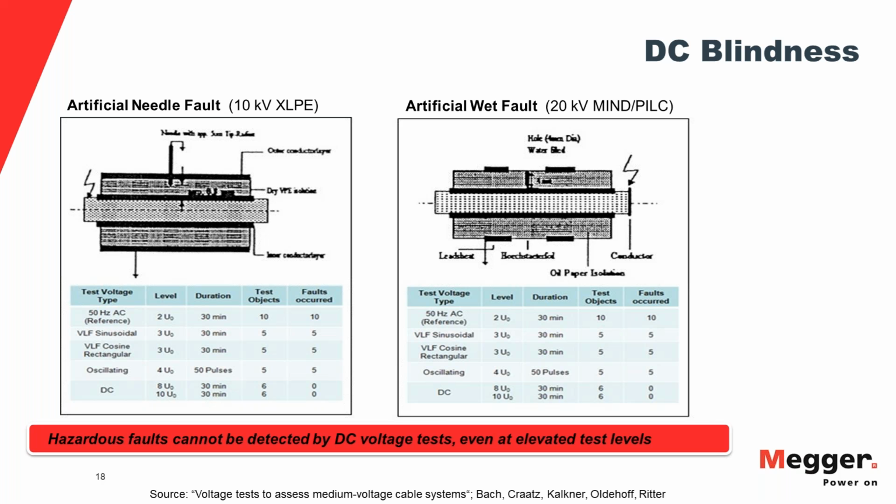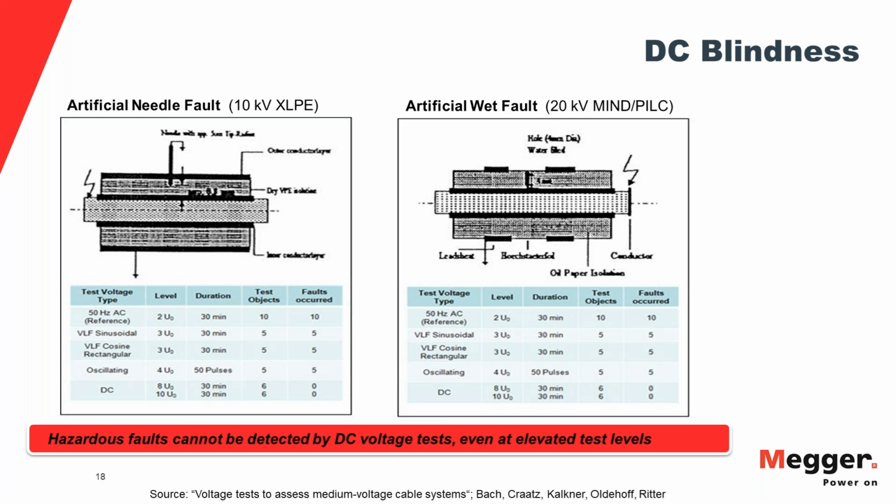And the expectation was, well, it should be effective on the PILC cables, right? But it was not. And you can see at those levels, those are insane test levels. 8 times operating voltage. Just imagine that you have a 15 kV cable that has an operating voltage of 8.7 kV RMS. You do 10 times operating voltage, so you tested this cable with 87 kV, and for 30 minutes, and it did not find this needle fault.